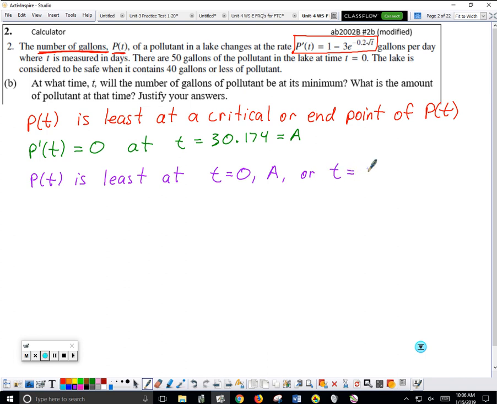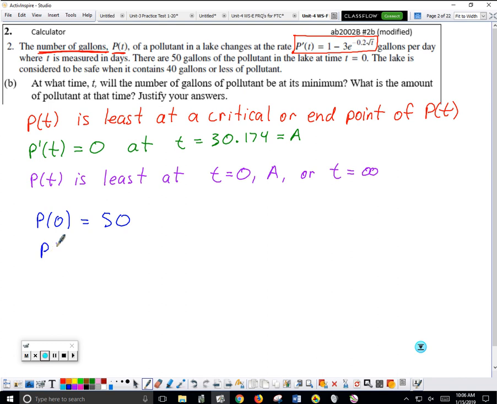So that means it could be greatest at infinity, or least, I should say. Question? So now you go find how much, again, switching back and forth between P and P prime, be careful. So now you go find how much pollution is in the lake at each of those times. So P at time 0 is given, 50 gallons.